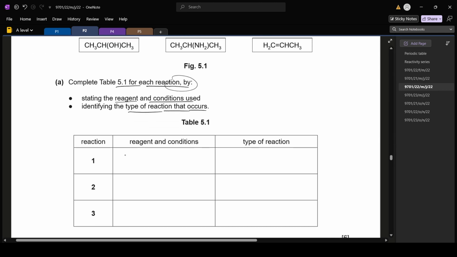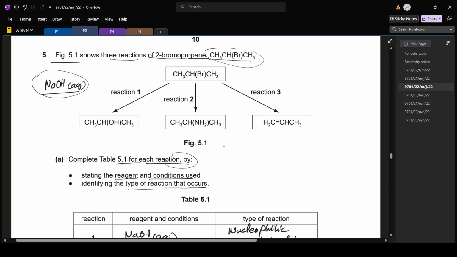Okay, so the reagents are NaOH, aqueous, and the type of reaction is nucleophilic substitution, or you can simply write substitution reaction. Okay, and in reaction 2, the reagent is ammonia, because this forms amines, and this ammonia is also a nucleophile, because nitrogen has lone pair, and it will displace the bromine. Okay, and will form amine.